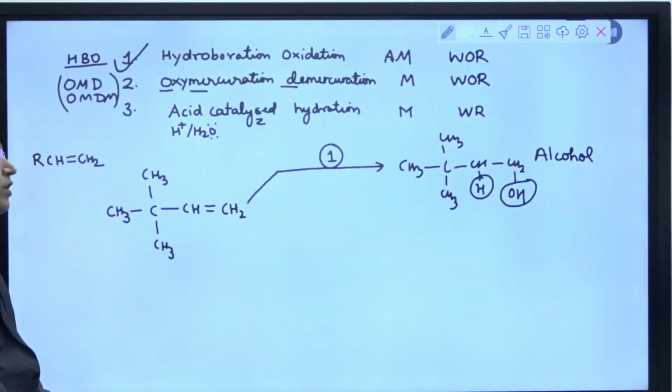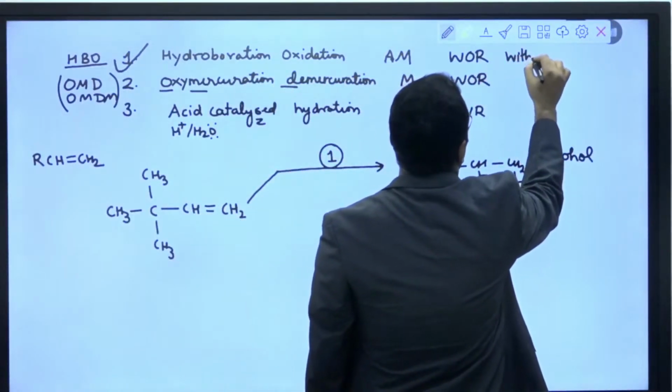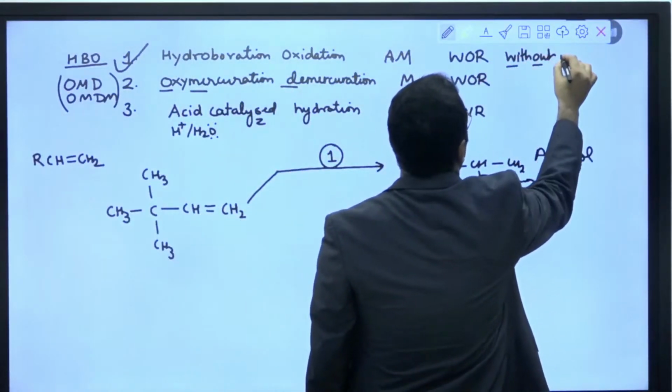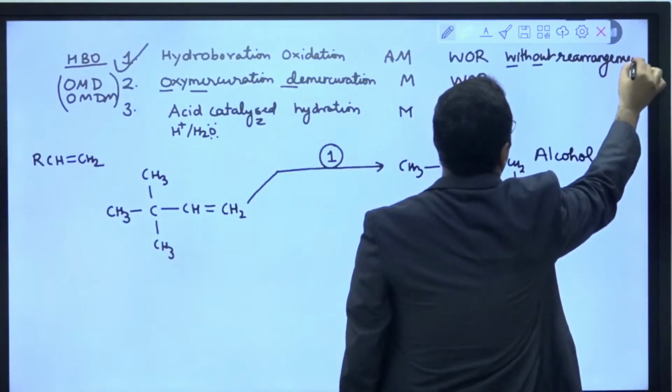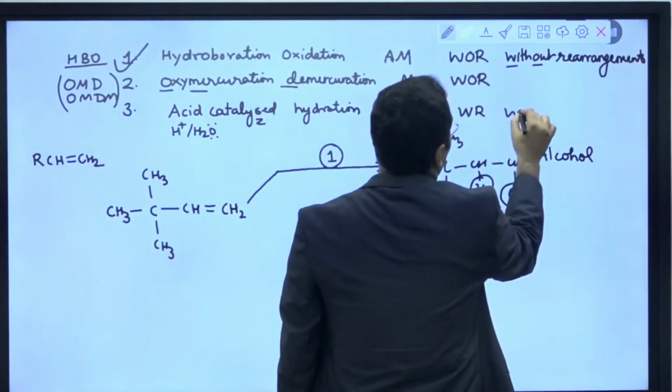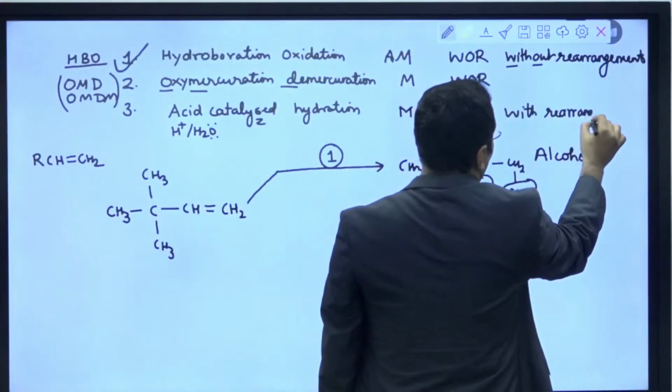WOR means without rearrangement, WR means with rearrangement. Yes, let me write the full form of this. Without rearrangement. And this is with rearrangement.